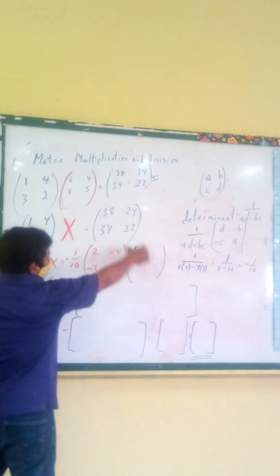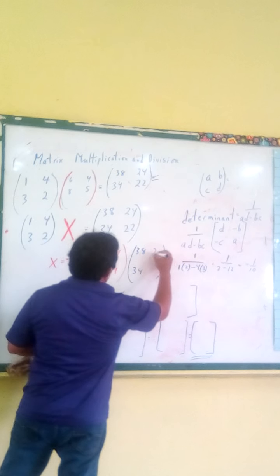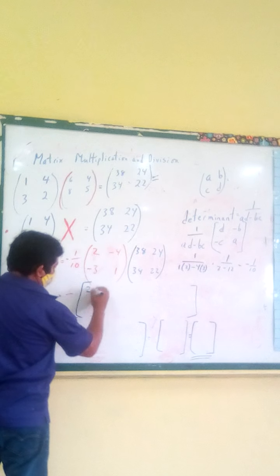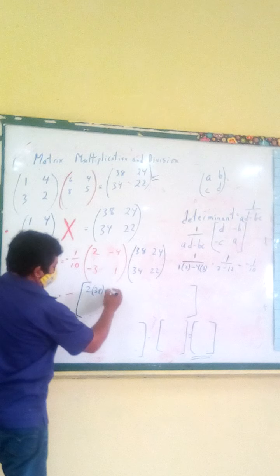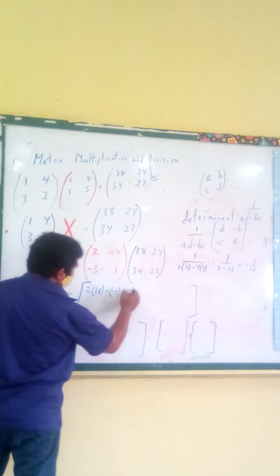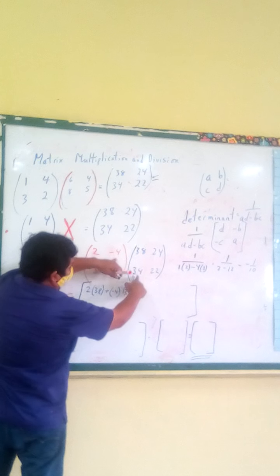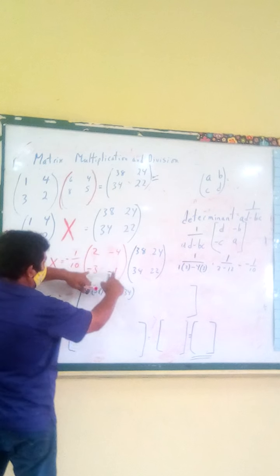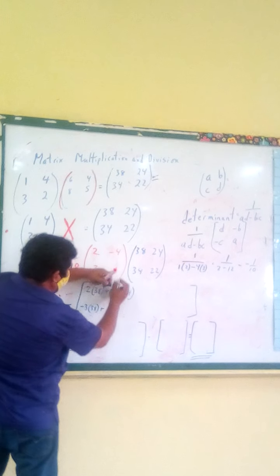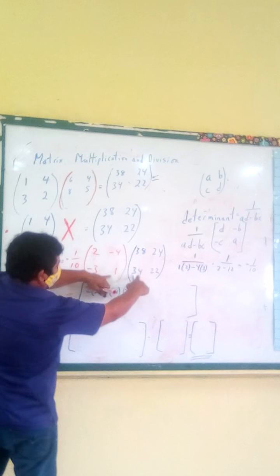Now, I bring down this matrix here. 38, 34, 24, 22. So I'm going to say now 2 times 38 plus negative 4 times 34. Remember, row times column. Okay? First, second. But we put plus in between. Negative 3 times 38 plus 1 times 34. This times this plus this times this.